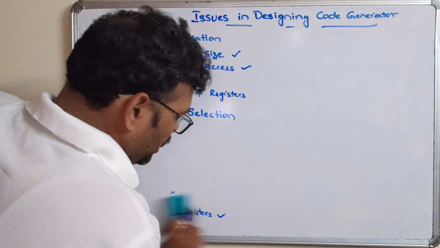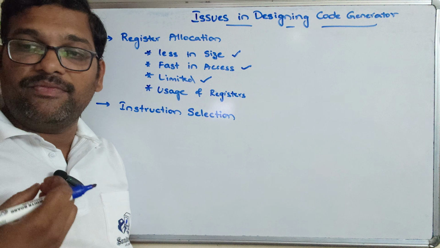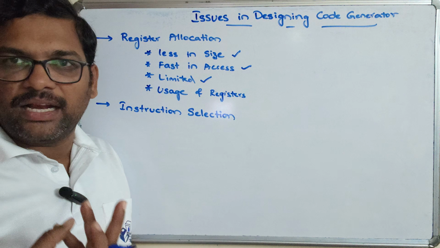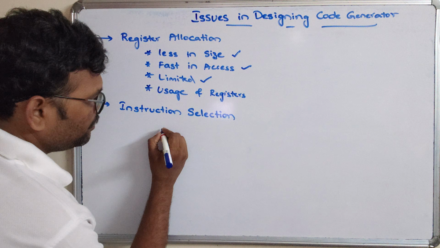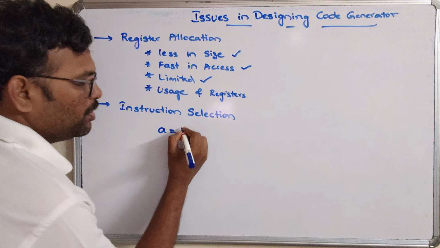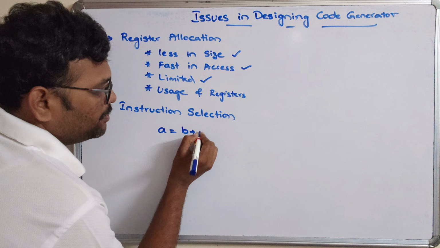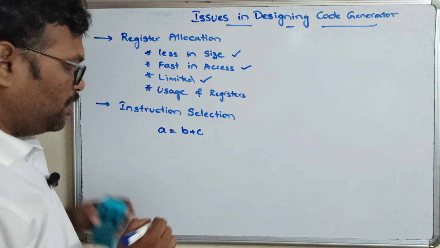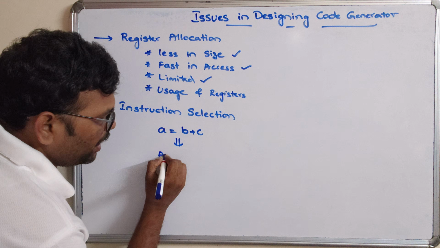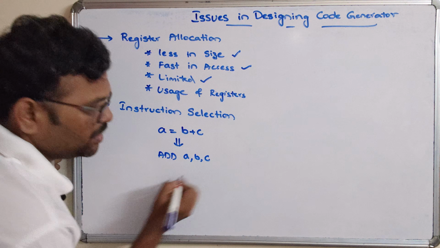Instruction selection. As we discussed just now, the target machine will have different architectures. So which kind of instructions should be selected? For example, if you want to implement a is equal to b plus c, you can implement this by using a simple add instruction, add a comma b comma c.